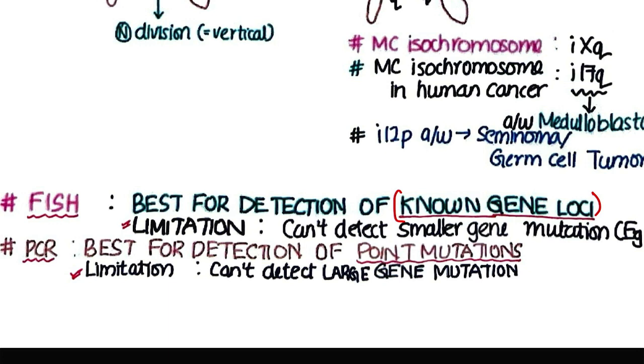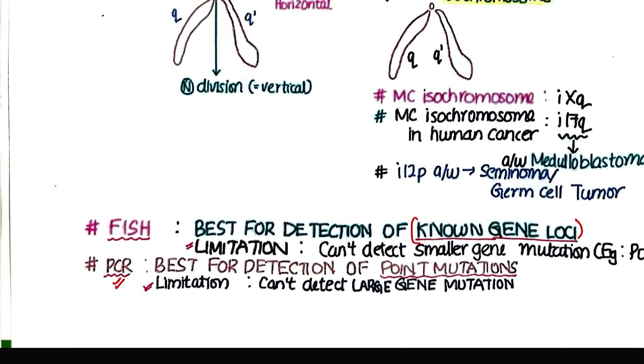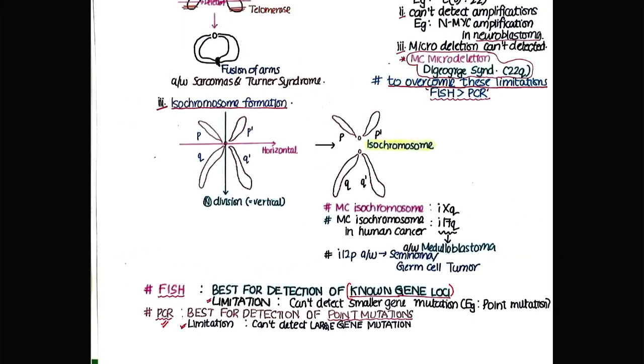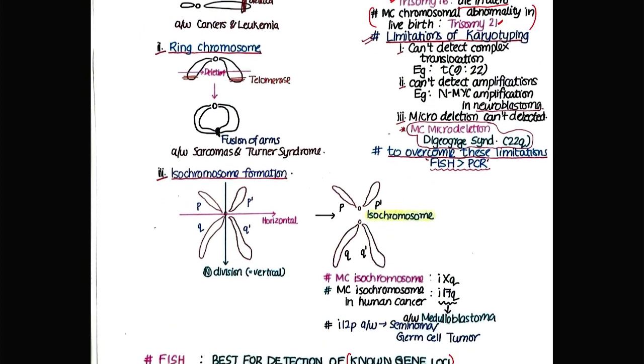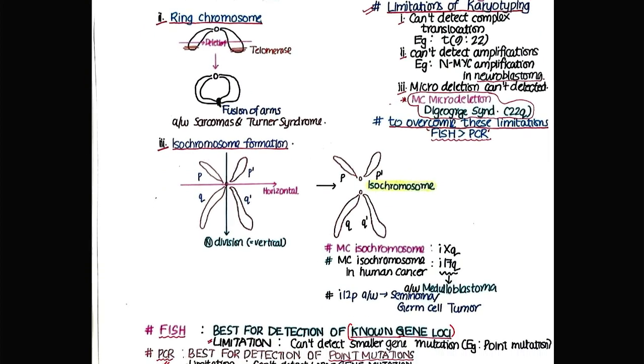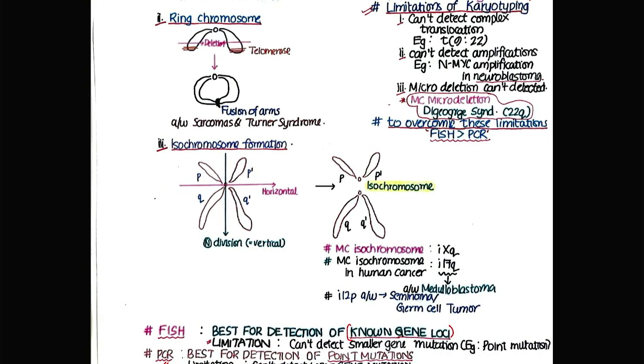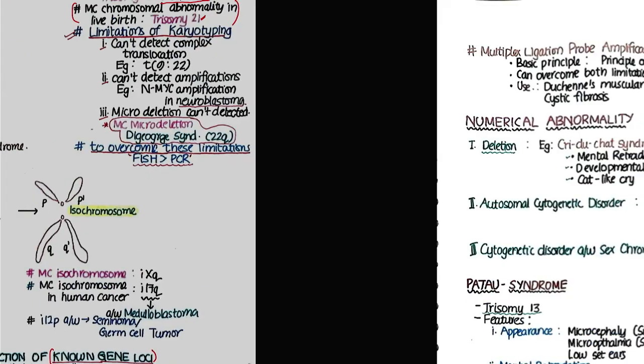But what if there is point mutation? There is no gene but a point mutation, a single base pair in the gene is affected. For that purpose we have PCR, right? So PCR, FISH, and karyotyping, we must be able to remember what are the methods and what are they used for. Karyotyping is basically the morphology. We study the morphology of chromosomes.